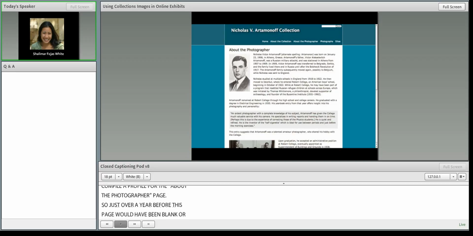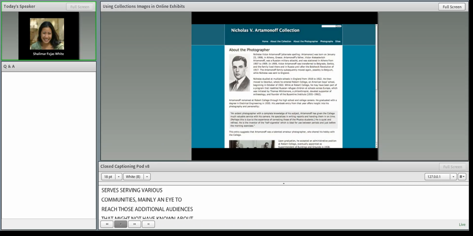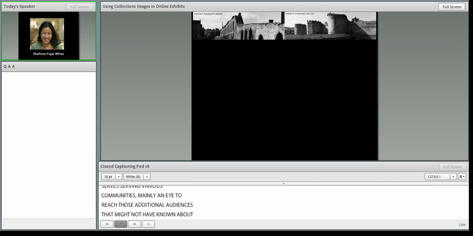So the final step in the process was to promote the site and the project. So upon launch, we posted to listservs serving various communities, mainly with an eye to reach those additional audiences that might not have known about ICFA or its collections. We also tried to be creative about additional channels for outreach. So being librarians, we designed handy-dandy bookmarks.